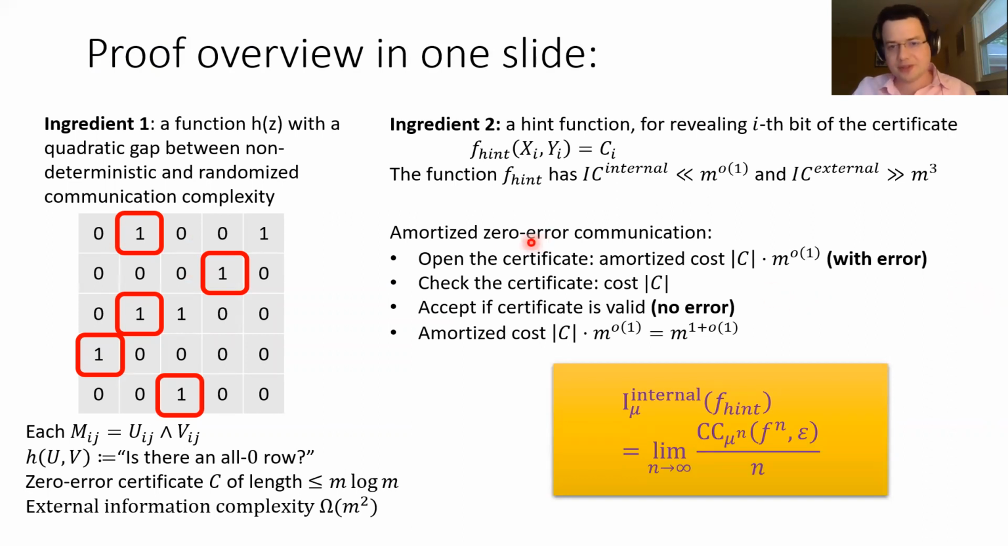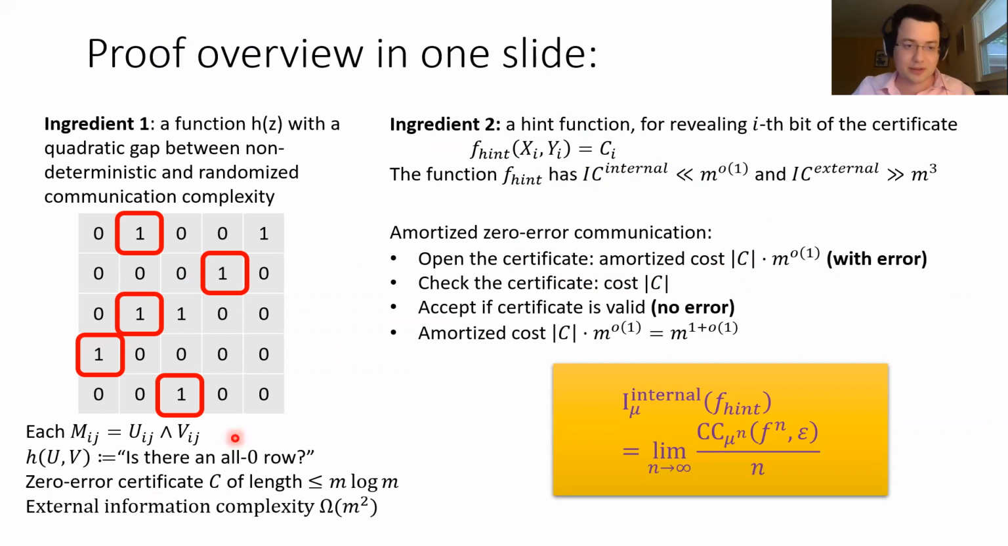So to see that the amortized zero error communication is low, we now have to solve many copies of this problem. First, because it's many copies, the internal information complexity of f hint is low. When you have to solve many copies, you can do it with little communication. So at a cost of c times something subpolynomial, you can actually compute the hint and extract the c_i from the hint. This will have errors, so that's not perfect, but you can actually extract the certificate.